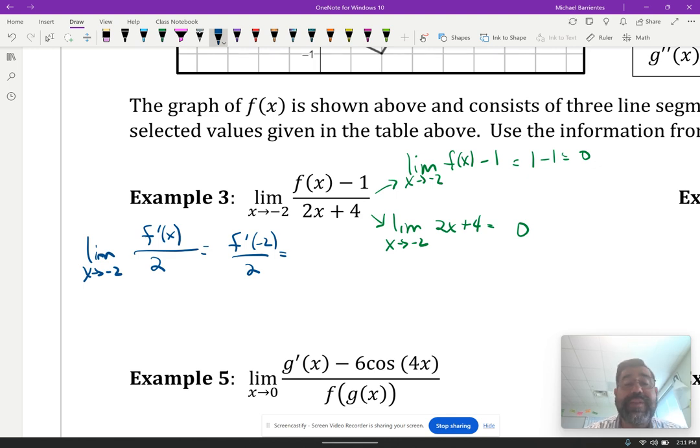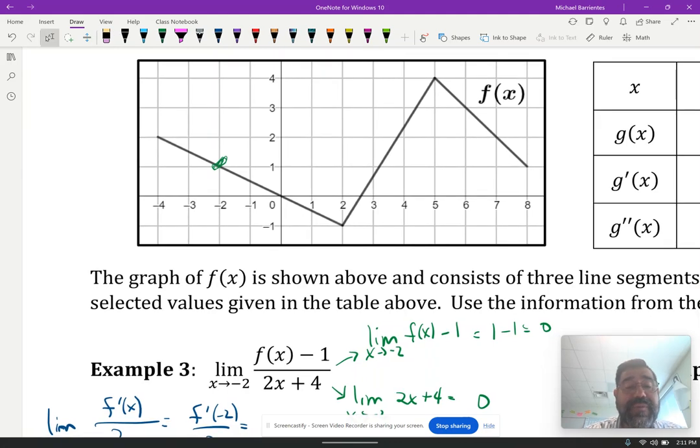So f prime at negative 2. f prime of negative 2 means the slope at negative 2. Well, the slope at negative 2 is negative 1/2, because I went down 1 over 2, so negative 1 over 2.